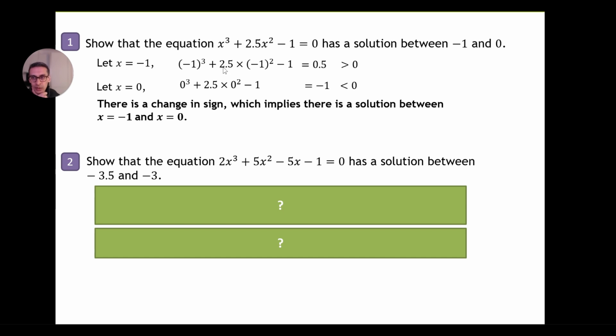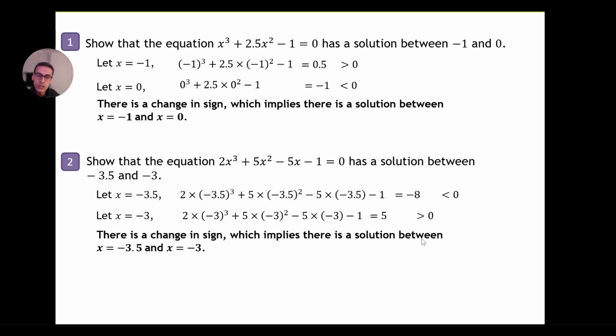So here's answers to question 1. And it should be laid out exactly like this. Maybe this middle working out you can get away without showing it, but it really does make sense to show your working out just in case you make a silly mistake. And then for question 2, these are your solutions here. You're going to get -8 and 5. And there's a sign change, which means there's a solution between these two x values.